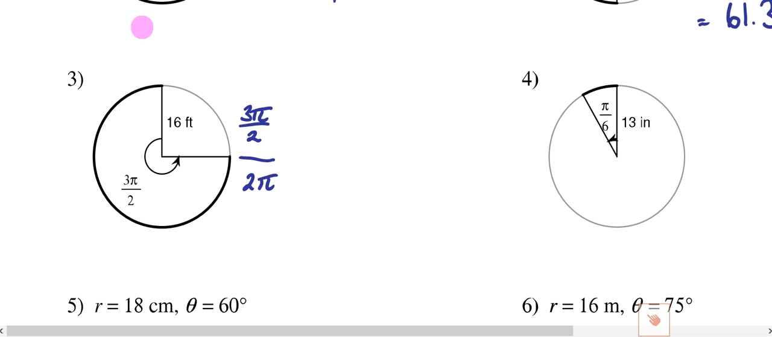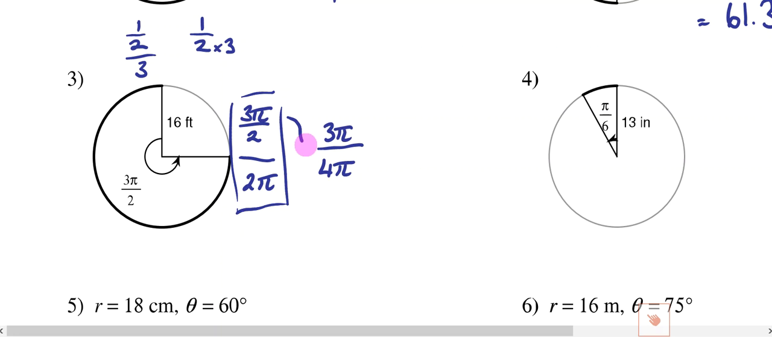So for instance, if I said to you do a half divided by 3, it's a sixth. Because you do 1 over 2, you don't divide it, you actually multiply the denominator, yeah? So could I do the same thing here? So this actually becomes 3 pi over 4 pi. Yeah? So that bit comes there.